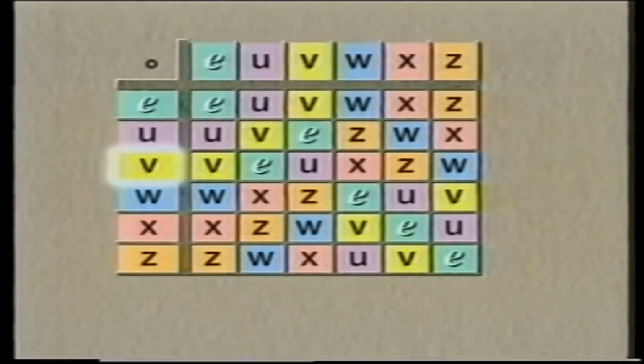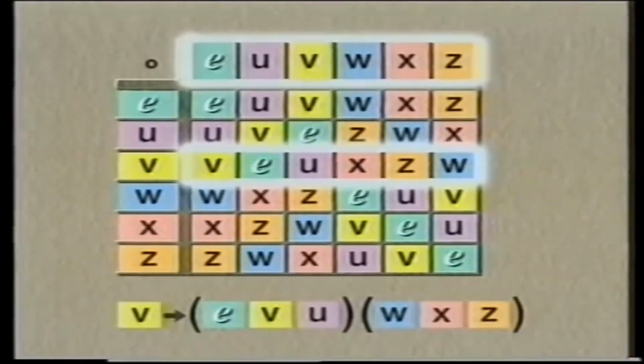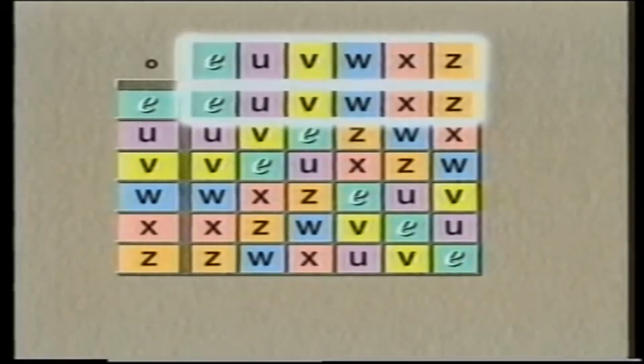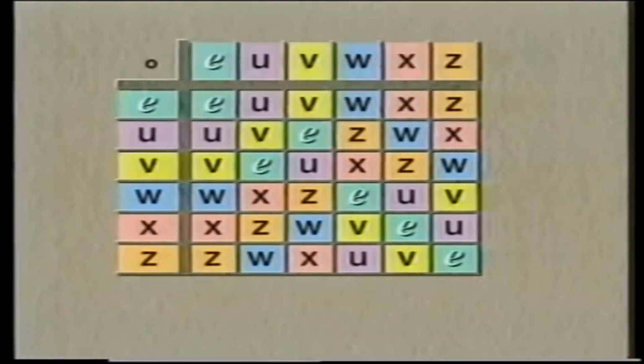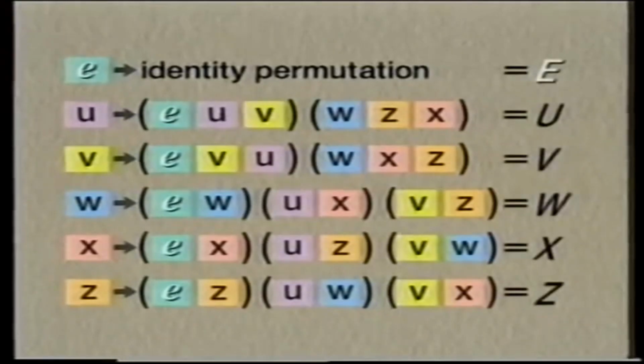Here's another example. This time, from element V, we get a product of 3 cycles. And for the identity element E, we get the identity permutation. And so on. In the end, from the 6 rows of the table, we get these 6 permutations. Each permutes 6 symbols, so is an element of S6. Let's call each one by the corresponding capital letter.